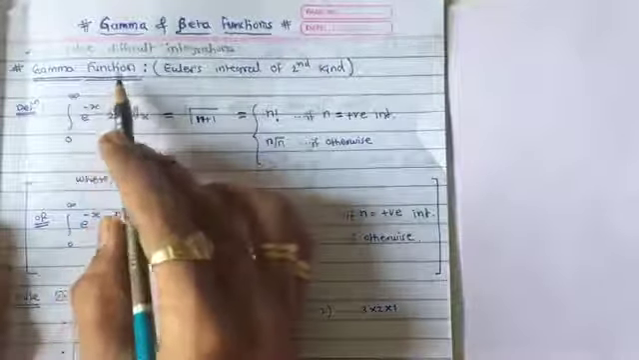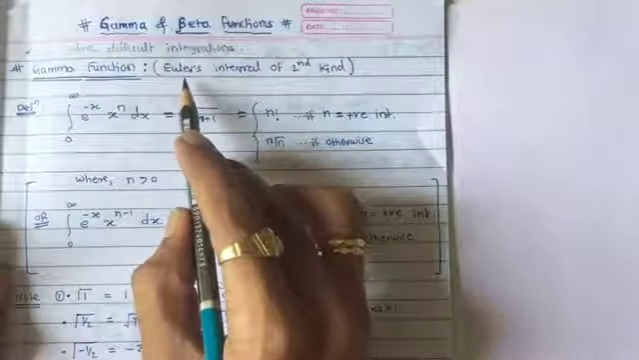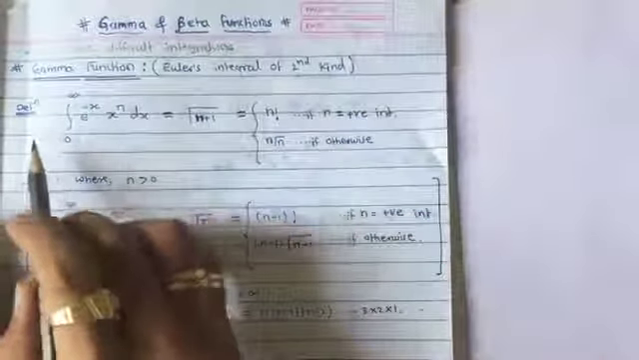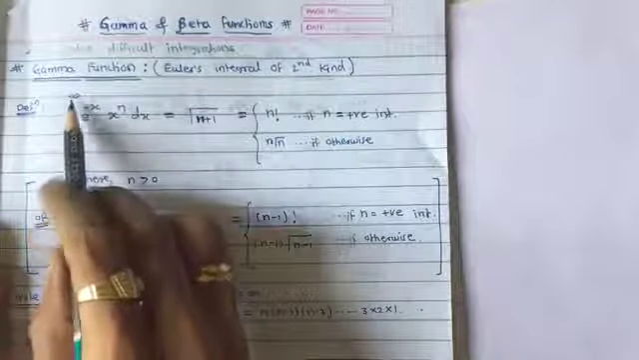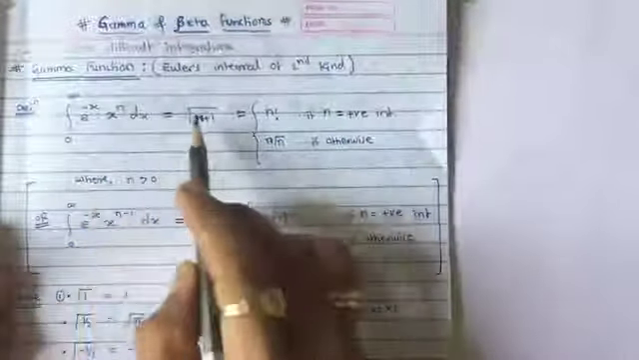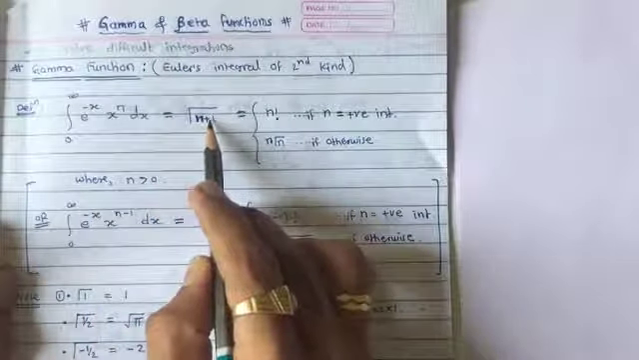Okay, now let's see the gamma function. Gamma function is also called the Euler integral of the second kind. Now the gamma function is defined by the integral from 0 to infinity of e raised to minus x into x raised to n dx, which is equal to gamma of n plus 1.